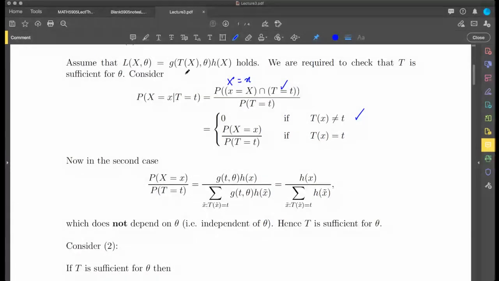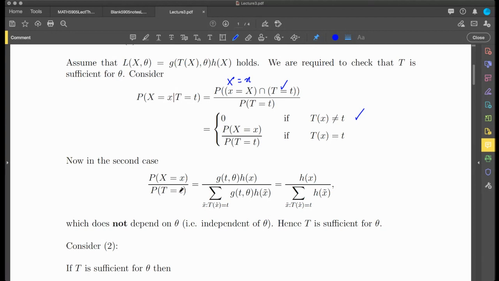We know we can write the likelihood as this product of some g_t(theta) times h(x), and that's exactly what I've done in the numerator. These are the same things, right? The likelihood, or the joint density of my observation, they're the same thing. And so I can just write this expression here. Now in the denominator, we're saying that T must equal t.